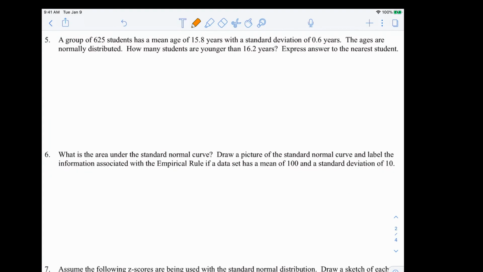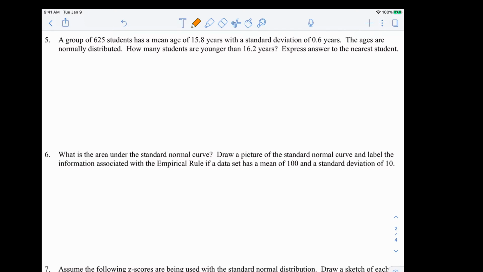98.8%. Next, I'm going to go ahead and do number 5, which says a group of 625 students has a mean age of 15.8 years with a standard deviation of 0.6 years. The ages are normally distributed.